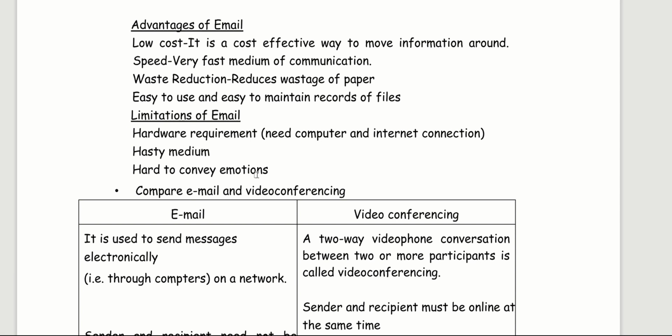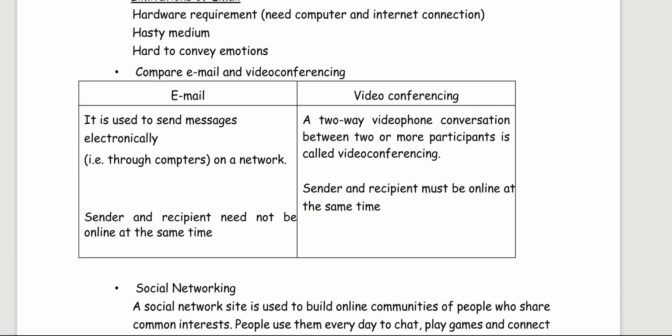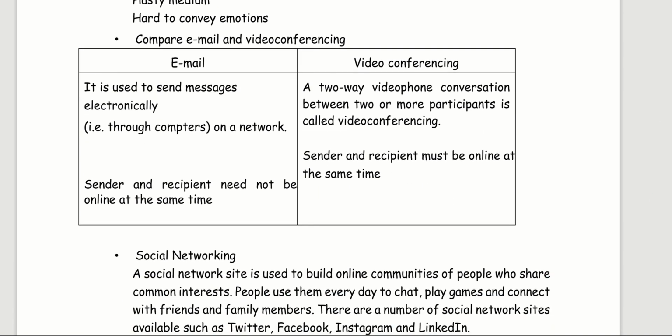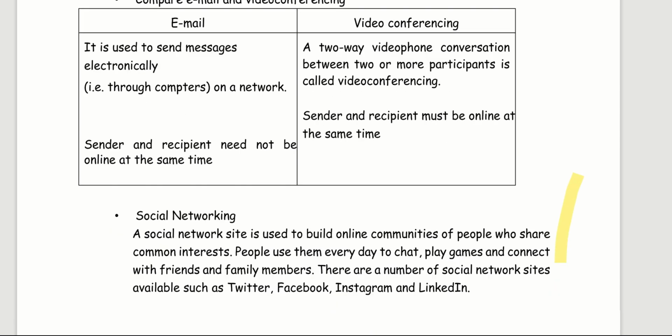Sometimes people can misunderstand the content. So, difference between email and chat: you should know chat is real time, whereas email is not real time. Then we have the email and video conferencing difference. Email is used to send messages, whereas video conferencing is a two-way video phone conversation between two or more participants. For email, the sender and recipient need not be online at the same time, but in case of video conferencing, they should be online at the same time.